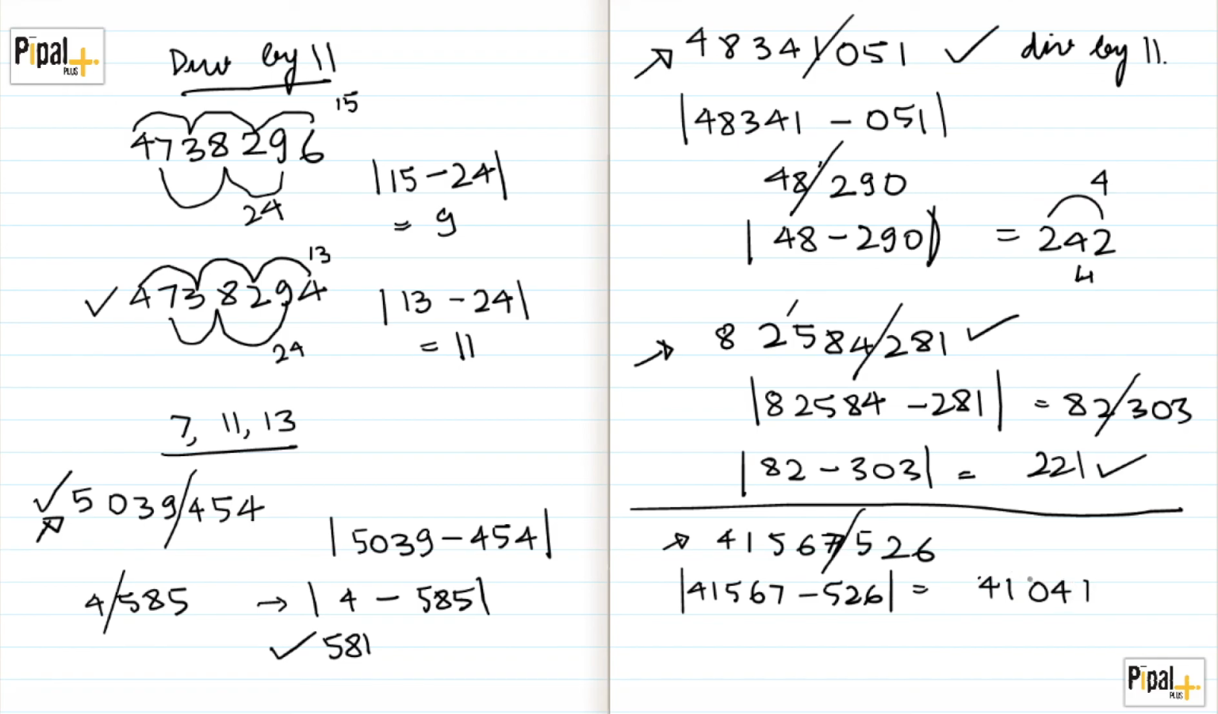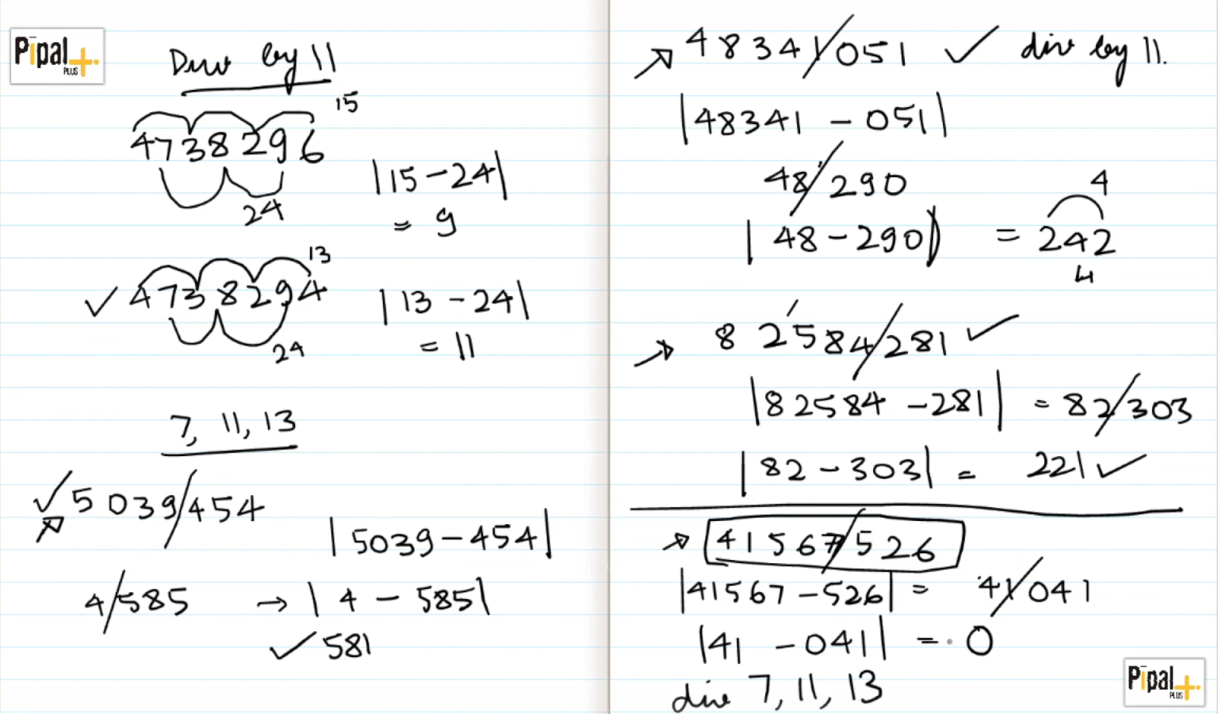41,041. So I do this again. I get 41 minus 041, which is nothing but 0, and 0 is actually divisible by 7 and 11 and 13. Now what does this mean if I get a 0 in the end? This simply means that this large number is going to be divisible by all of these three numbers. So this number is divisible by 7 and 11 and 13. That's what a 0 in the end means.